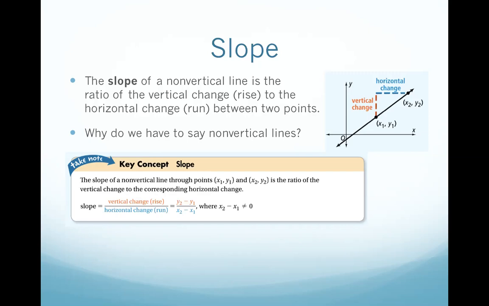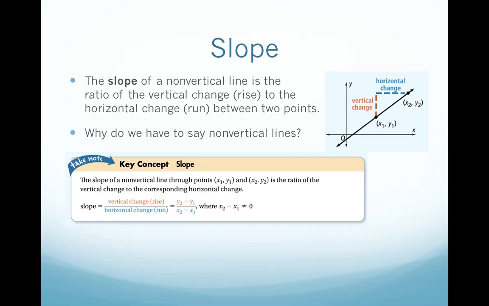So for the slope of a non-vertical line, and it's important that it's non-vertical because remember we talked last class about functions and the vertical line test. If I have a vertical line, let's say there's my y and x axis, and I have this vertical line, is that a function? No, that's not a function. It doesn't pass the vertical line test, right? So in this case, we're talking about linear functions, so that does not include vertical lines.